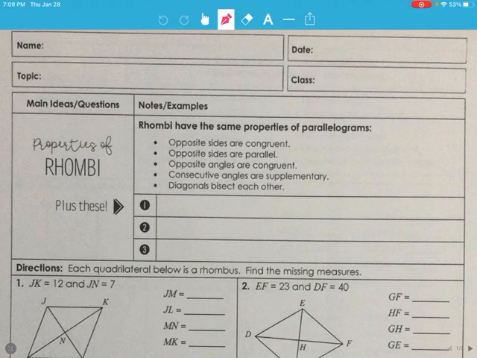We are down to our last two shapes, ladies and gentlemen. So, we're going to be talking about rhombi and squares today because they are very similar.